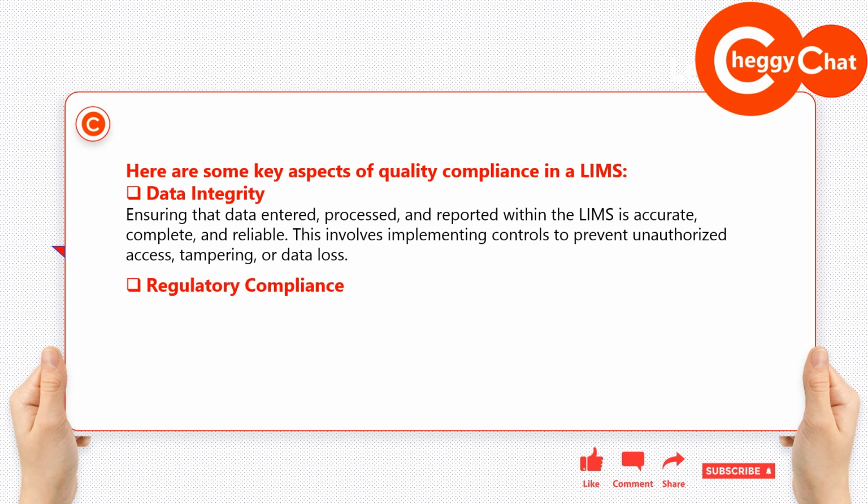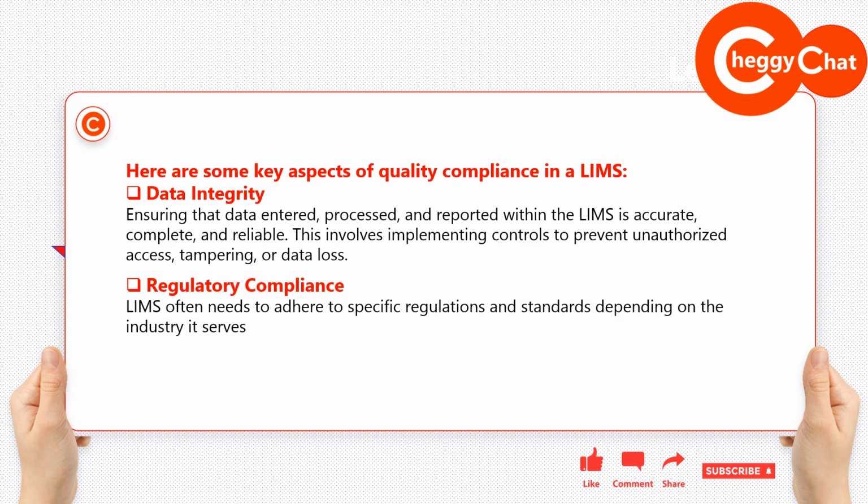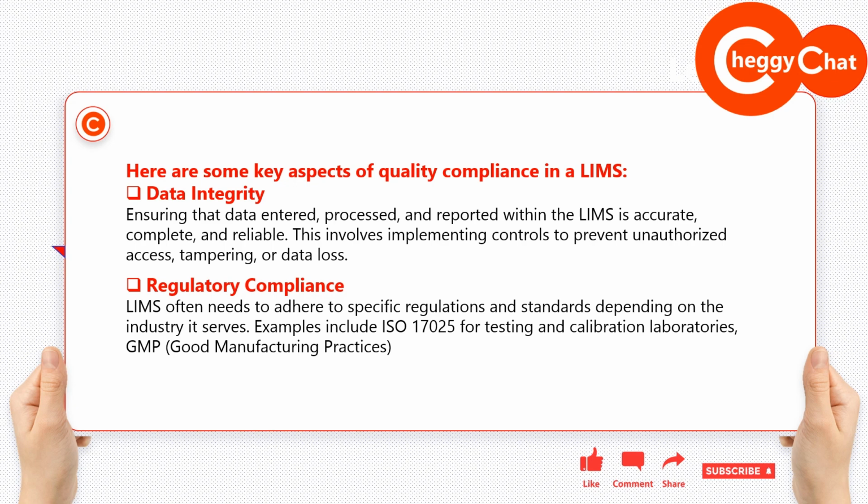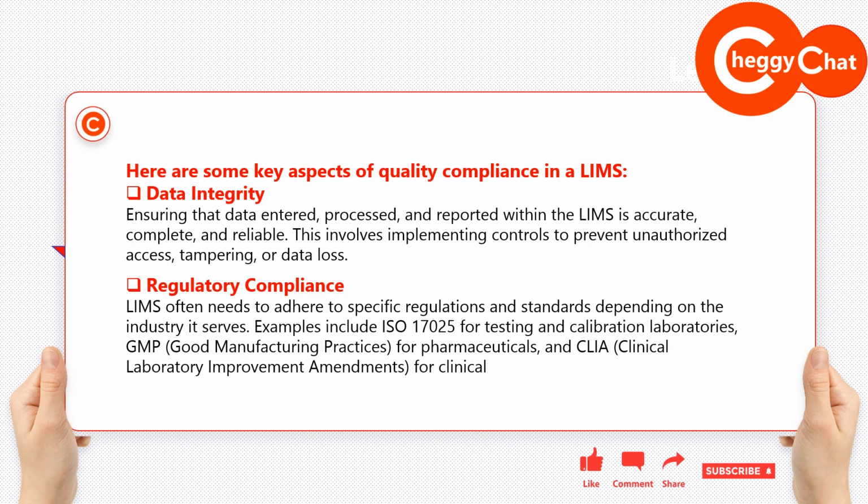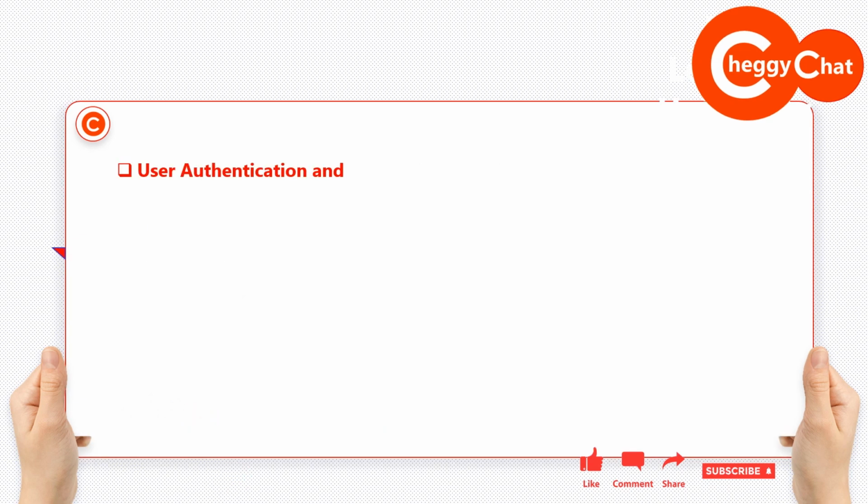Regulatory compliance. LIMS often needs to adhere to specific regulations and standards depending on the industry it serves. Examples include ISO 17025 for testing and calibration laboratories, GMP, Good Manufacturing Practices, for pharmaceuticals, and CLIA, Clinical Laboratory Improvement Amendments, for clinical laboratories.